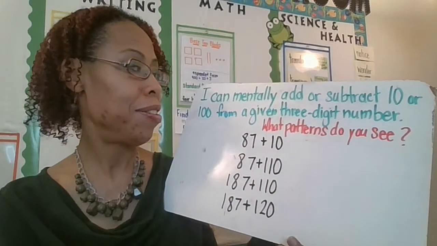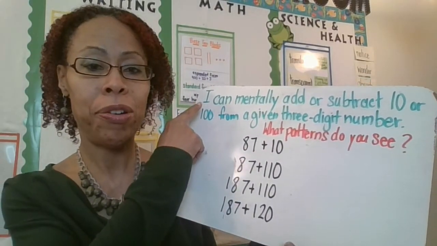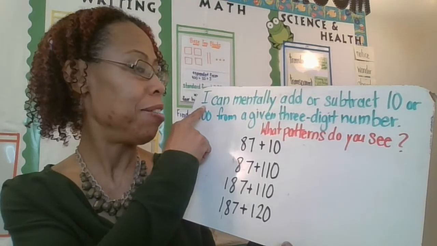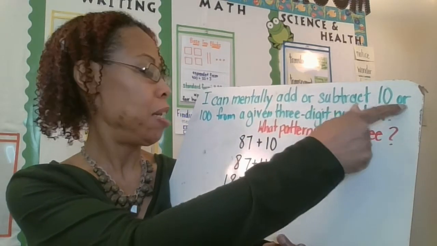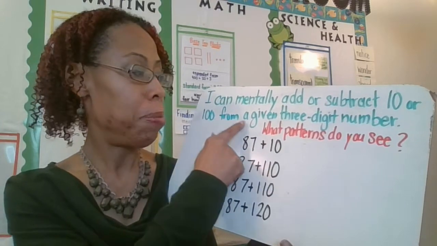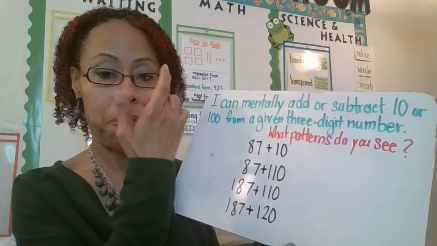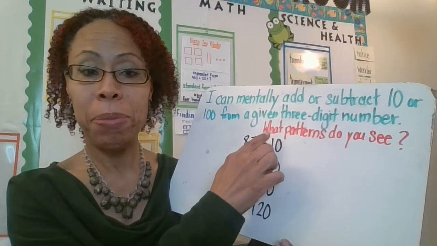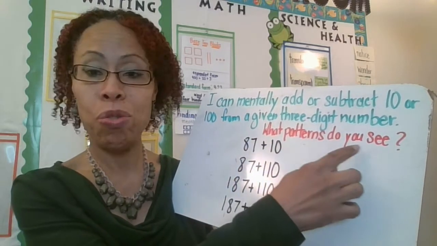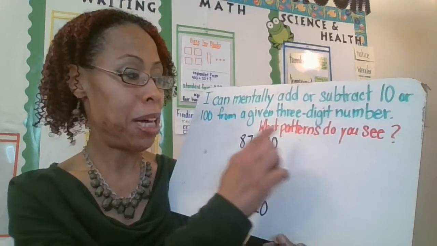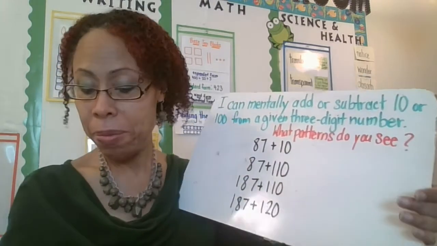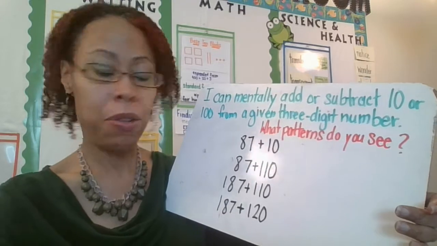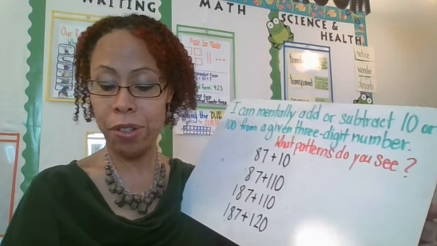Welcome back, scholars. Today, our learning target, or our objective, is: I can mentally add or subtract 10 or 100 from a given three-digit number. I want you to think about what patterns you see as you look at all of these problems below.